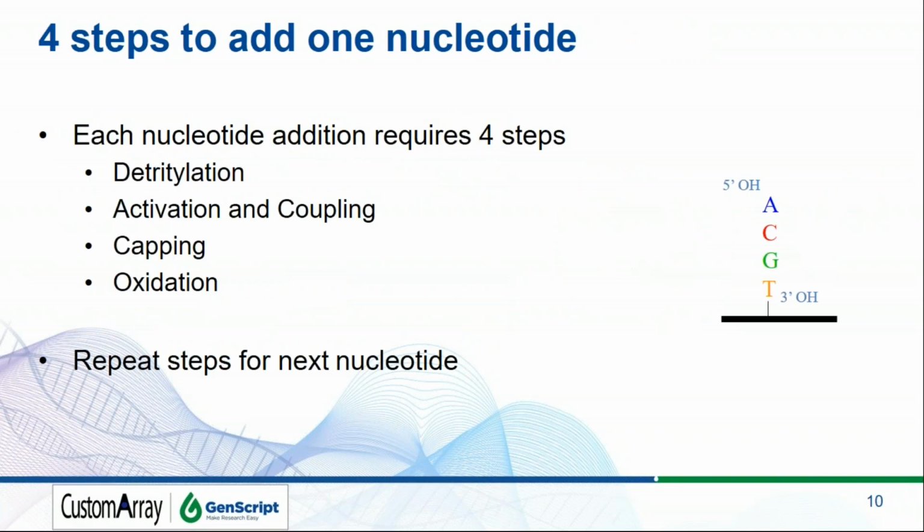This is true basically of all phosphoramidite synthesis, all oligosynthesis in the world. You have detritylation, activation or coupling, capping, and oxidation. And you repeat this over and over again to make a full oligo.